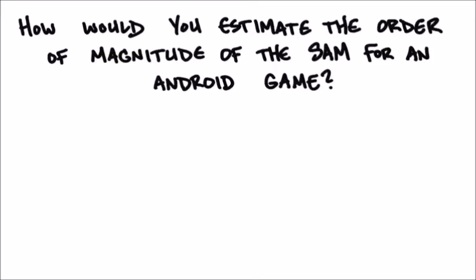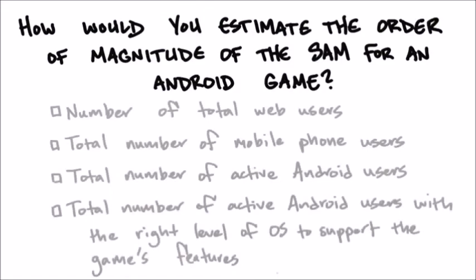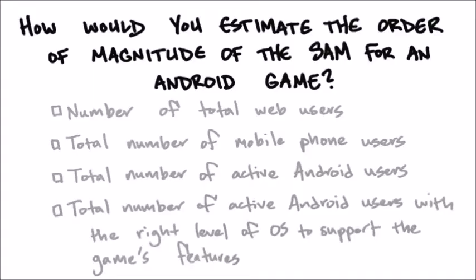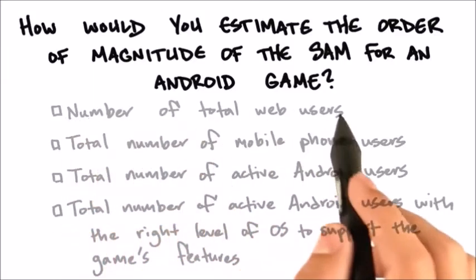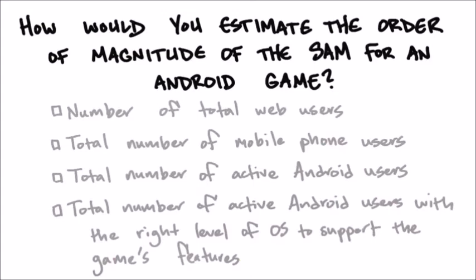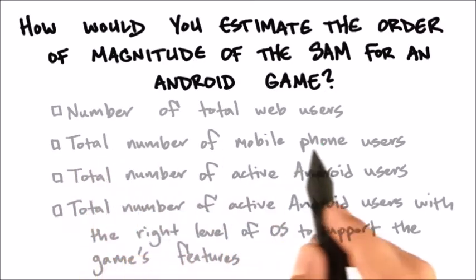So how would you estimate the served available market, or SAM, for an Android game within an order of magnitude? Choose from the list below. Would it be the total number of web users? Well, for an Android game, they're not on the web. They might hear about it on the web, but that's not really going to help you understand the served available market. Is it the total number of mobile phone users?